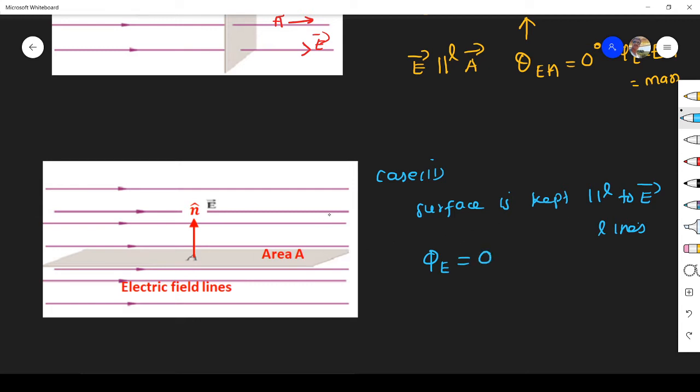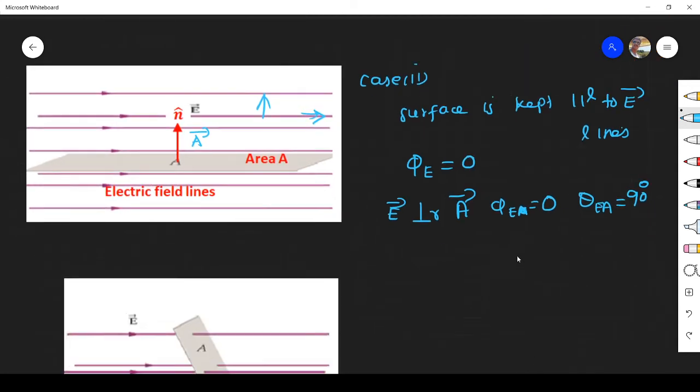Right? Now you see the electric field lines go in this direction. The N vector goes in this direction, which means A also goes in this direction, as I told you. So E is in this direction and A is in this direction, so E is perpendicular to A. What is the flux now? Φ_E is equal to 0. No flux is crossing. In EA cos θ, the angle between E and A is 90 degrees. This is case 2. Now we go to case 3.